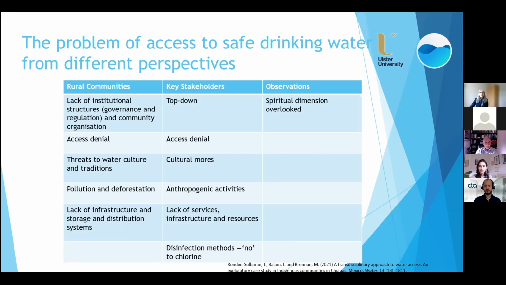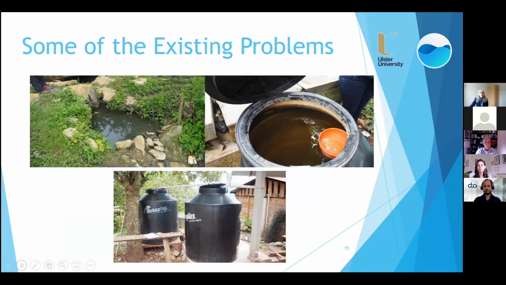And very important, for example, from our observations as researchers, is that the spiritual dimension assigned to water is very important, particularly in the indigenous communities of the Chiapas region. So these images show you the scale of the problem. Look at the pollution of the sources. The storage facilities are not very adequate.